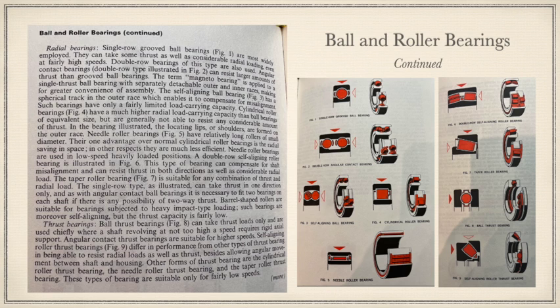Thrust bearings. Ball thrust bearings, seen in Figure 8, can take thrust loads only and are used chiefly where a shaft revolving at not too high speed requires rigid axial support. Angular contact thrust bearings are suitable for higher speeds. Self-aligning roller thrust bearings, seen in Figure 9, differ in performance from any other types of thrust bearings in being able to resist radial loads as well as thrust, besides allowing angular movement between shaft and housings. Other forms of thrust bearing are the cylindrical roller thrust bearing, the needle roller thrust bearing, and the taper roller thrust bearing. These types of bearings are suitable only for fairly low speeds.